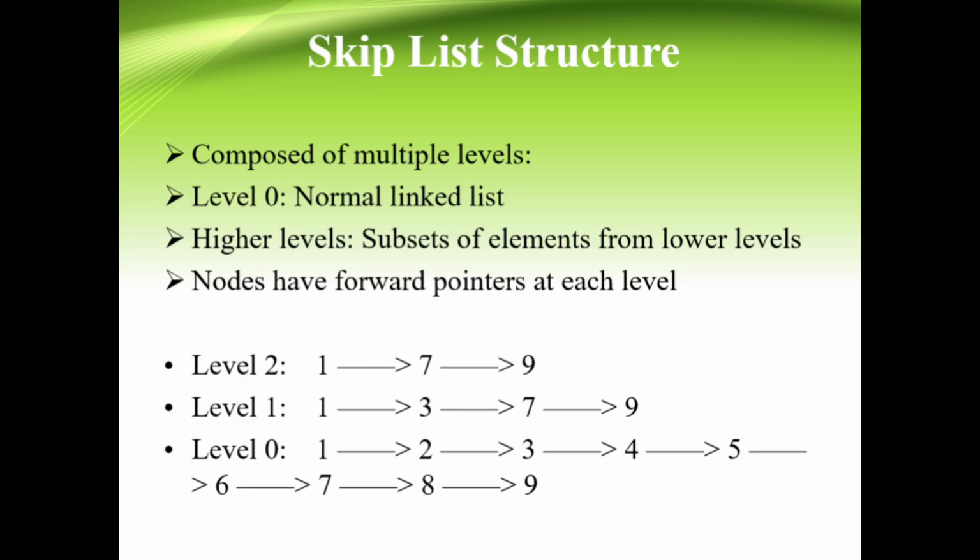This lets you skip over some elements, and level 3 contains even fewer. You can make big jumps, right? When searching, you start at the top level, move across quickly, and when you can't go further, you drop down to the next level. This combination of jumping and dropping down makes searching, inserting, and deleting very fast. So the idea is simple: more levels mean more shortcuts, and more shortcuts mean faster operations.